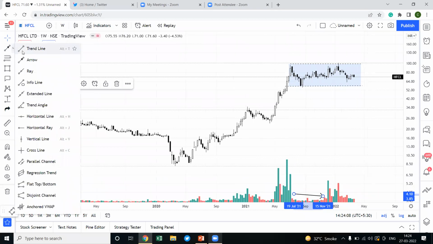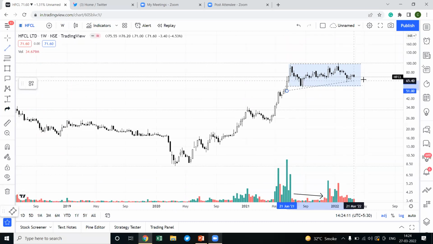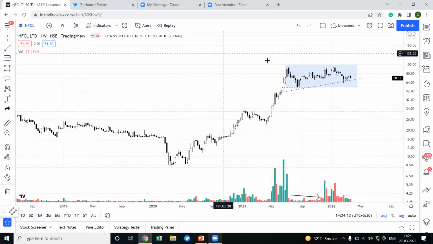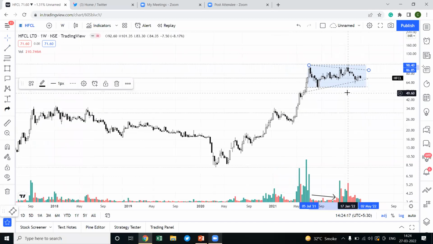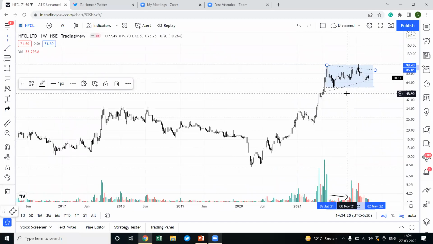So right now it could be in a consolidation. You have to just keep a watch over here. It could be forming a triangle kind of formation, a consolidation phase. You can see there is a symmetrical triangle formation as well. But for that to be confirmed, there are two ranges over here.